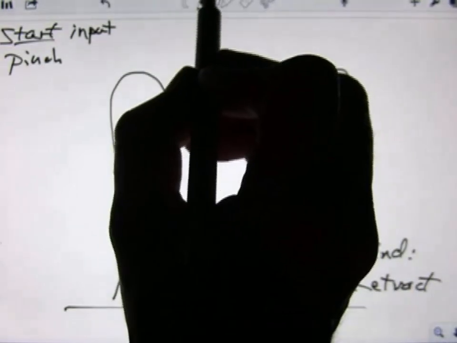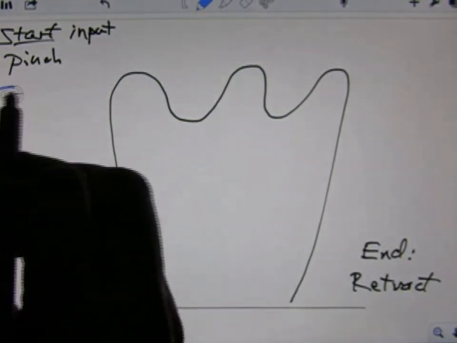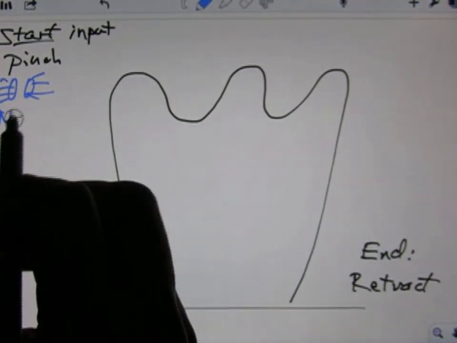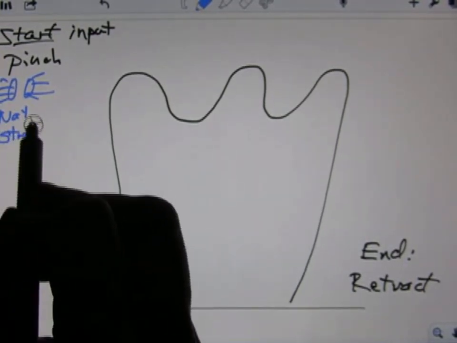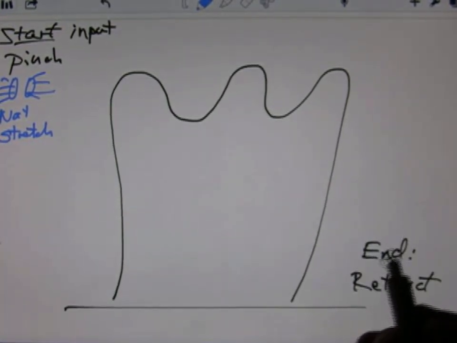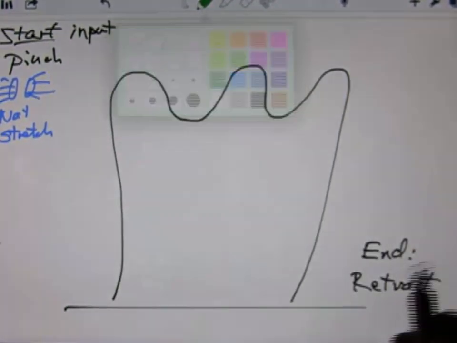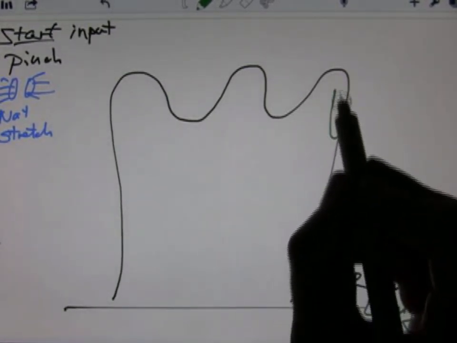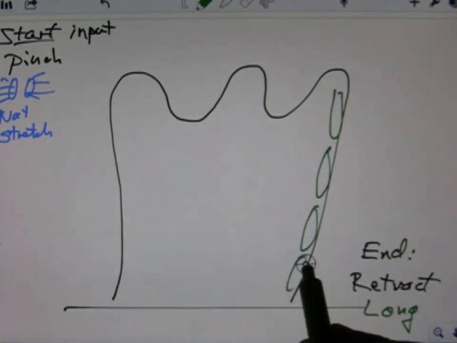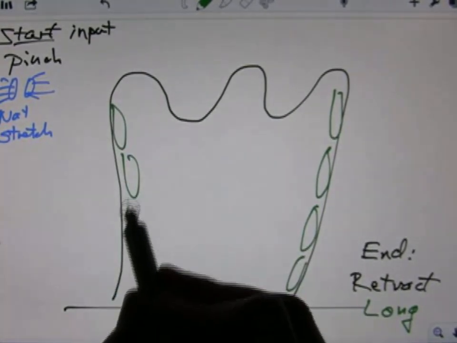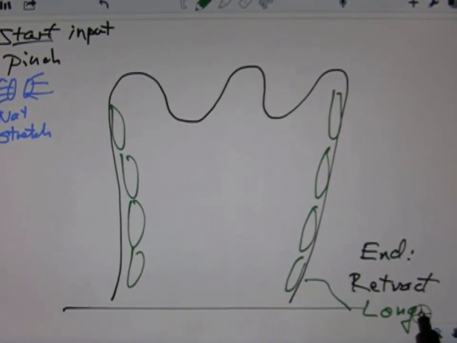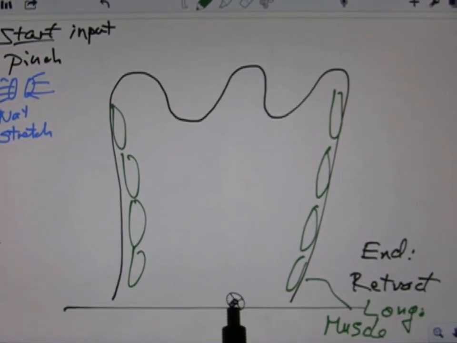So you might start at the pinch and realize, that would be a sodium stretch channel, would be a good way to do that. And at the end, retract, that would be longitudinal muscle. Remember, longitudinal muscle is running lengthwise, both down the tentacles and all along the sides. So longitudinal muscle. And now you need to connect those two together.